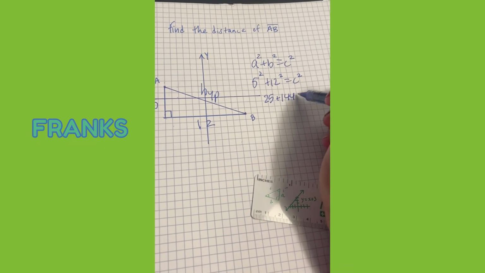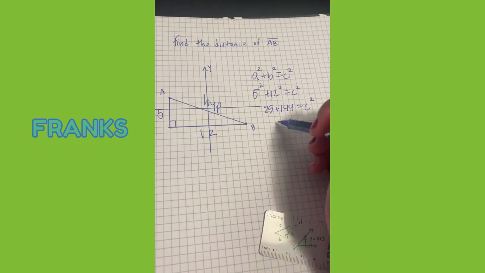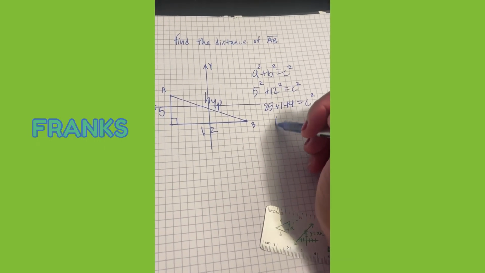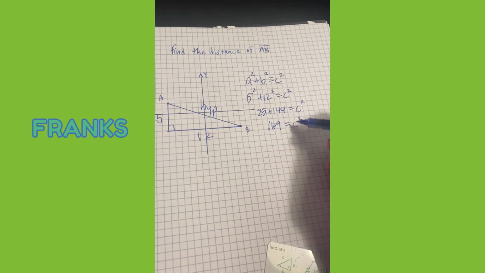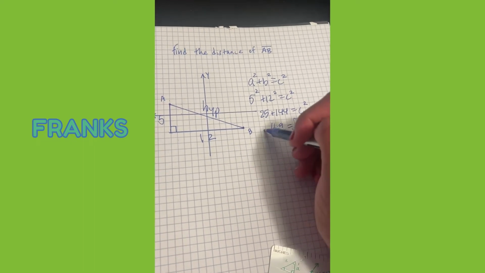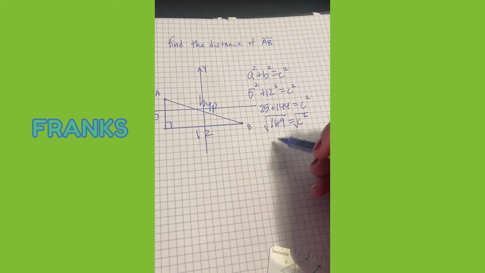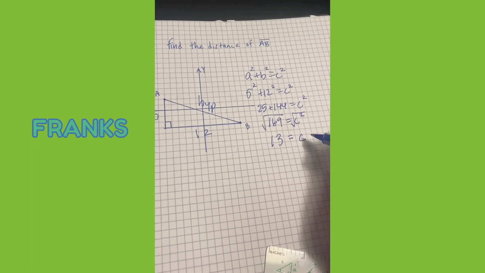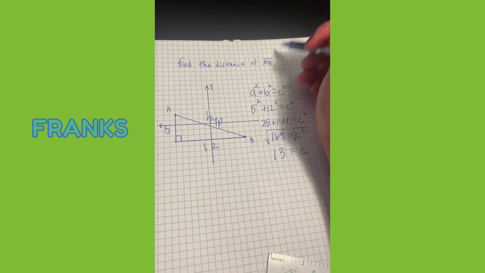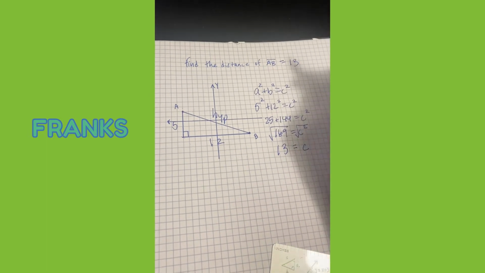25 plus 144 equals C squared. 25 plus 144 is 169, which is equal to C squared. And if I'm going to solve for C, I'm going to take the square root of both sides. The square root of 169 is 13, and the square root of C squared is C. So the distance of line segment AB is 13.